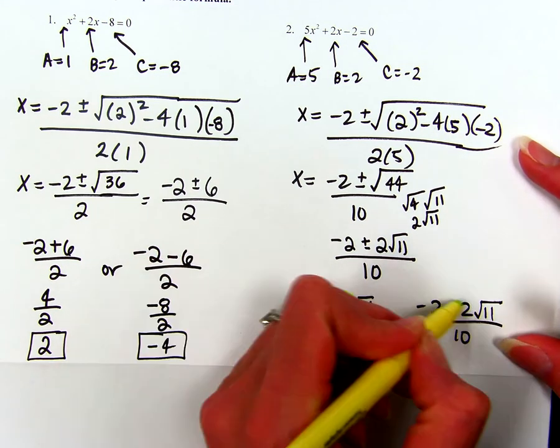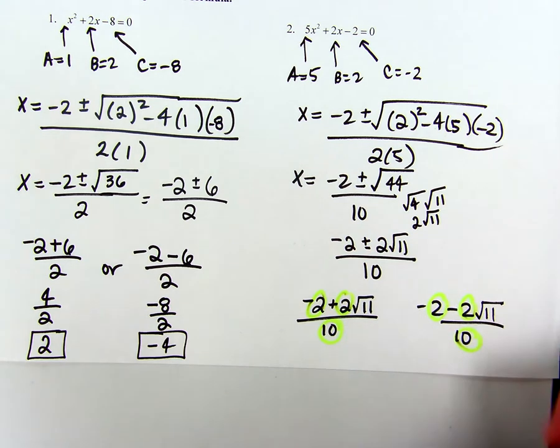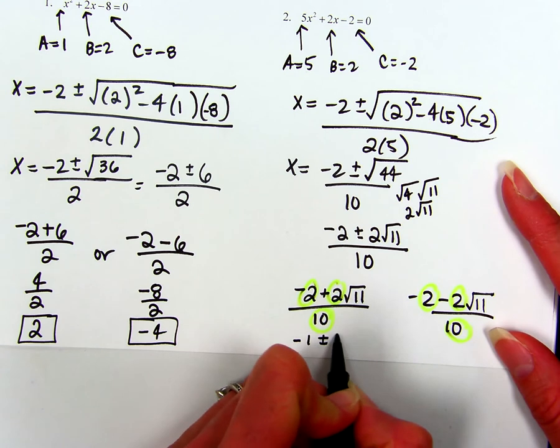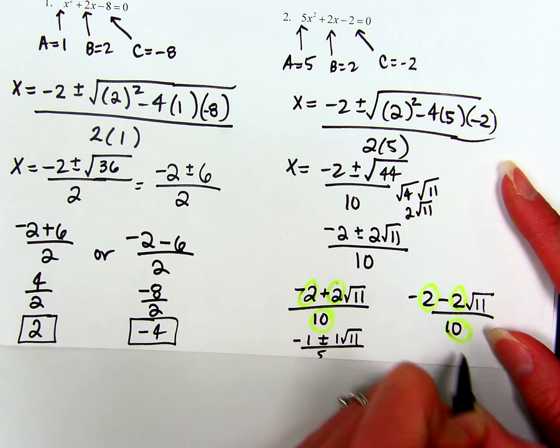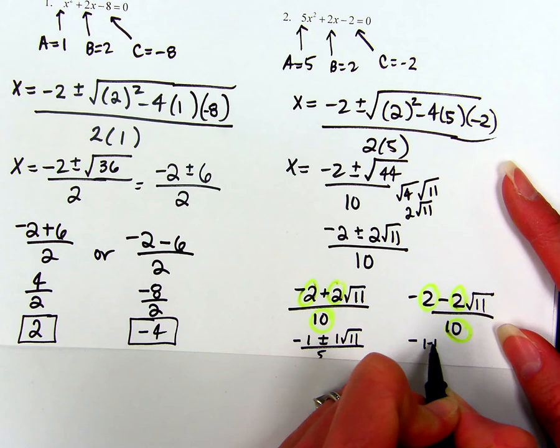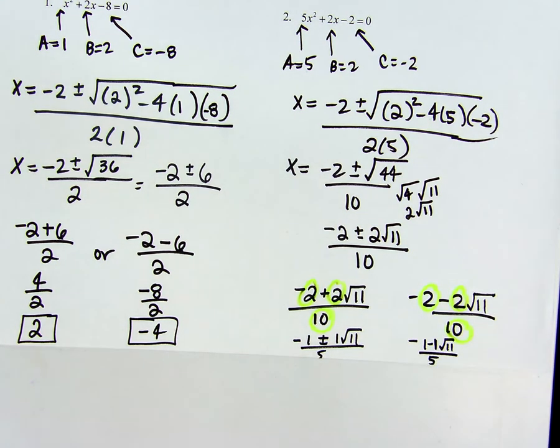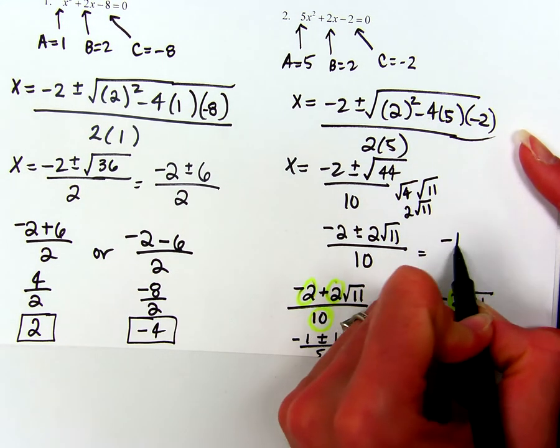All the values that are not in the radical are all divisible by 2, and so therefore I could say negative 1 plus or minus 1 root 11 over 5, negative 1 minus 1 root 11 over 5. Okay, those are my two answers. I would say that you could just leave it as negative 1 plus or minus root 11 over 5.